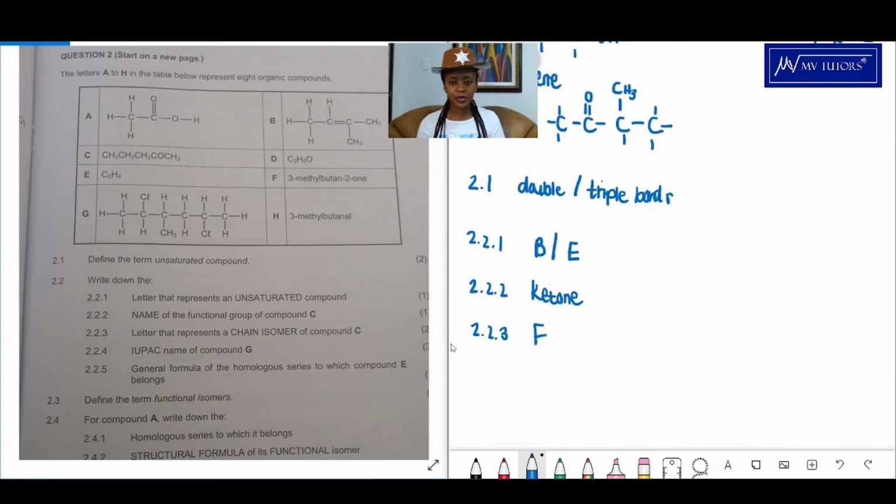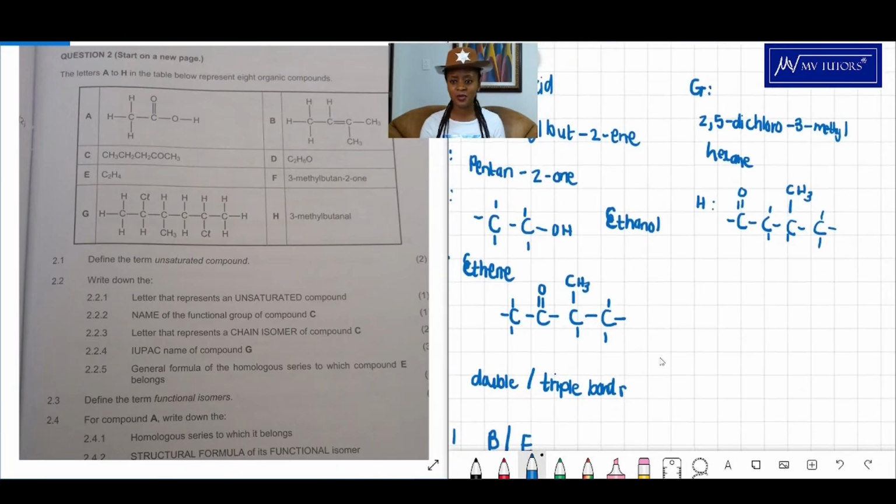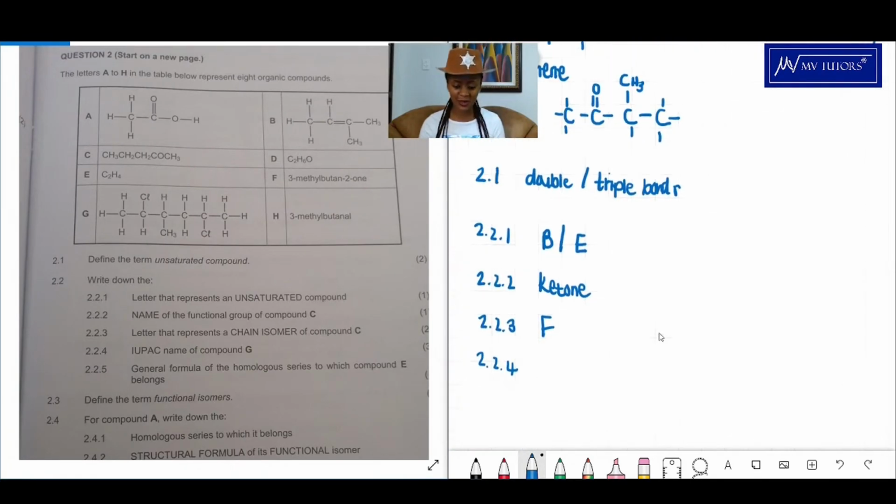Okay, and then 2.2.4. The IUPAC name for compound G. We wrote it down, didn't we? So you just copy this. 2,5 dichloro, and I think on the third, yes, 3 methyl. Now we actually have space. So 2,5 dichloro, 3 methyl hexane. Okay, things are going well so far. We are actually moving.